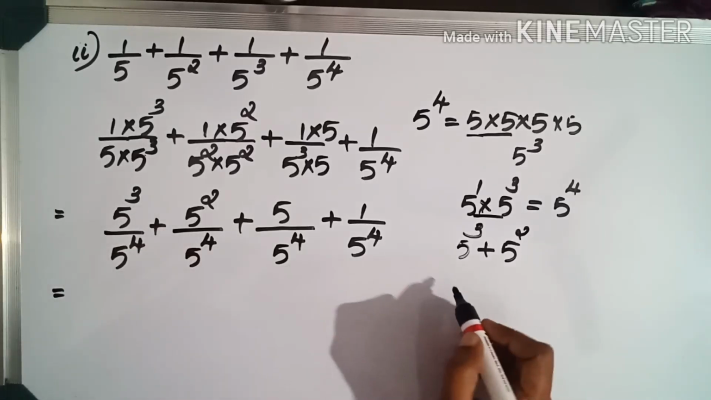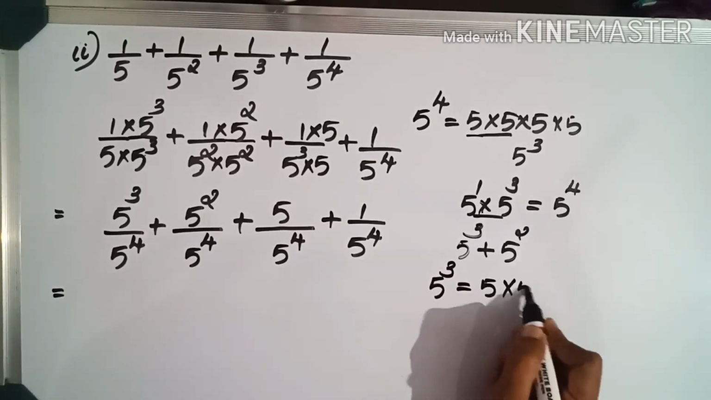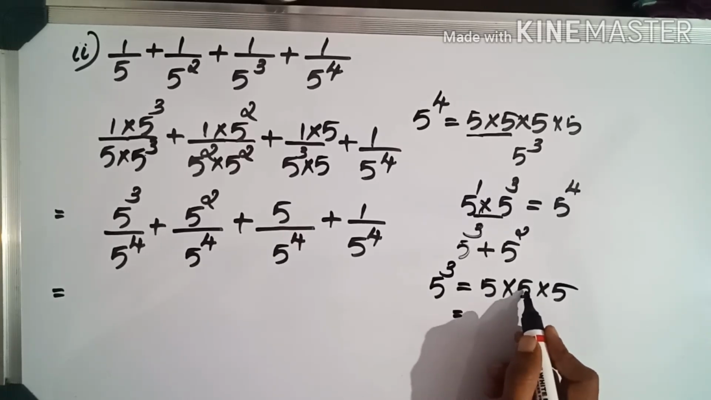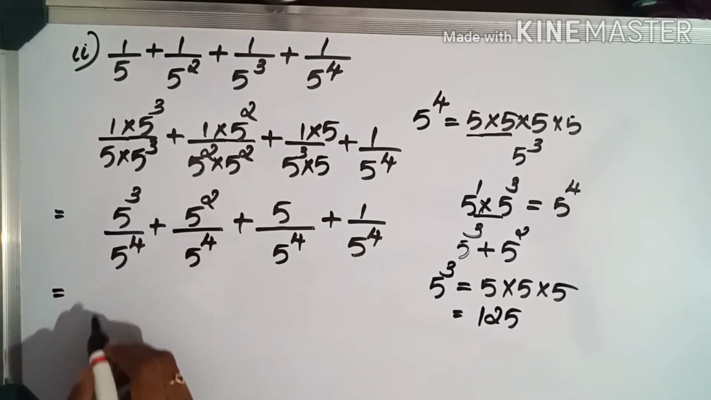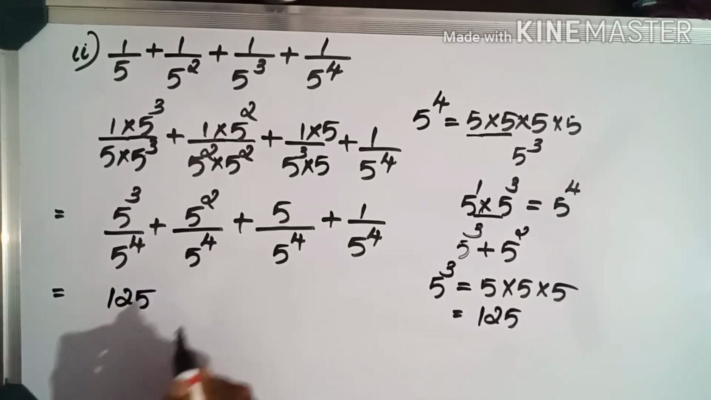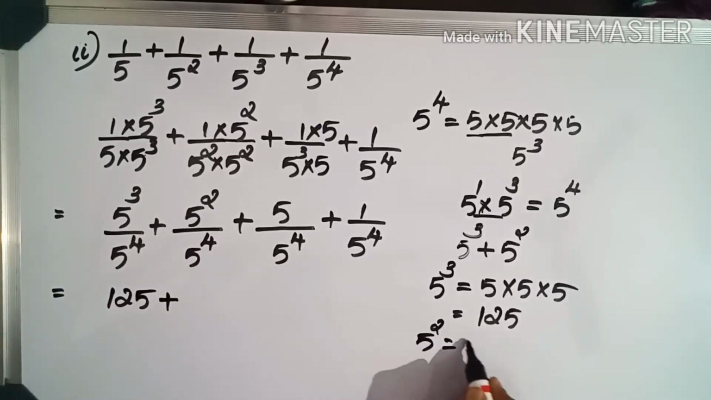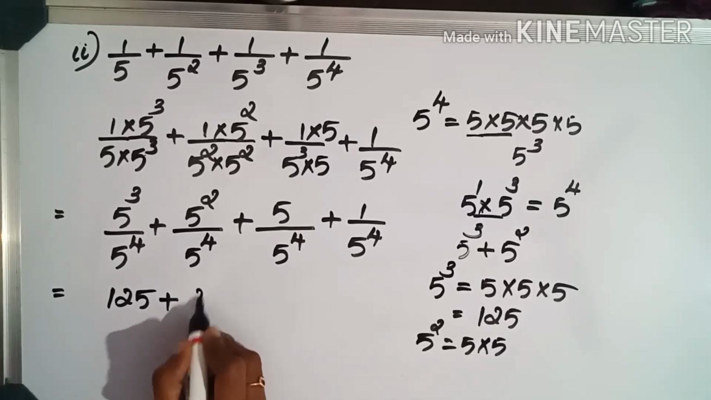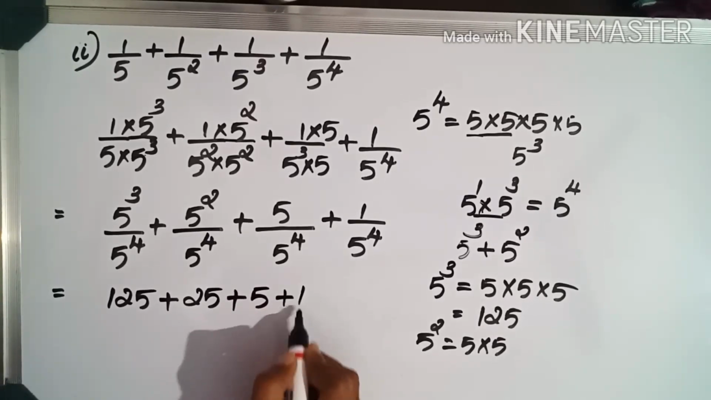So 5 cube. 5 cube equals 5 into 5 into 5. 5 into 5 is 25. 25 into 5, the answer is 125. So 5 cube is 125, plus 5 square. 5 square means 5 into 5, so the answer will be 25. So 25 plus 5 plus 1.